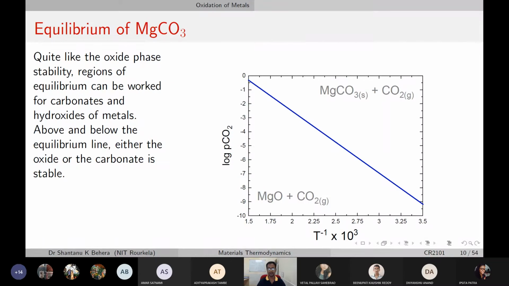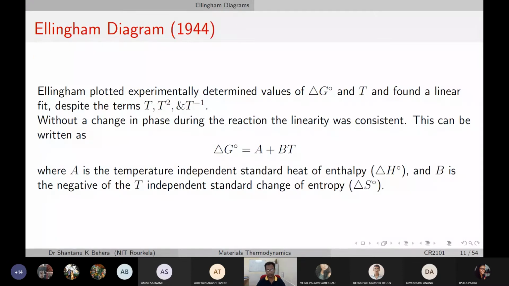And likewise, you can have simple diagrams for the carbonates or sulfides and chlorides and things like that. Now, taking our discussion forward, there was an approach to standardize everything, right? And it was way back in 1944, Ellingham experimentally plotted the del G values with temperature for so many different materials. For example, aluminum, silicon, platinum, nickel, copper, cobalt, all sorts of metals and their respective oxides, right?